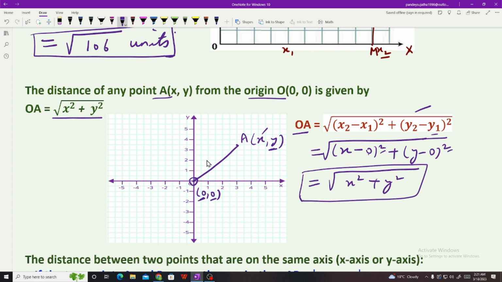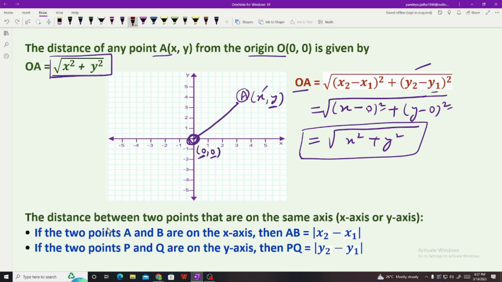So to find the distance of any point from the origin, the formula is root of x square plus y square. Just see how to find the distance between the 2 points that are on the same axis. If the 2 points A and B are on the x-axis, then AB will be equal to the modulus of x2 minus x1. So just let me take the example here.